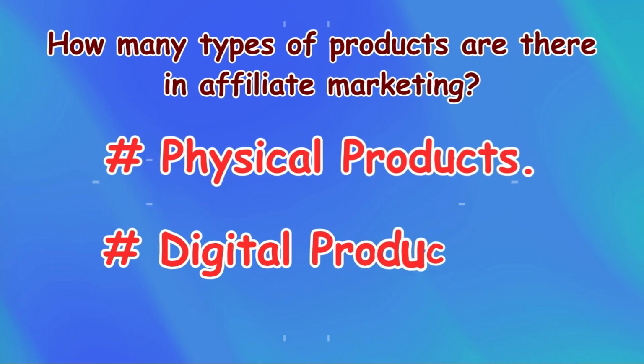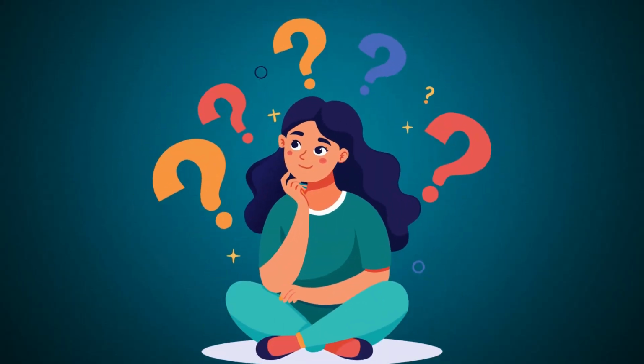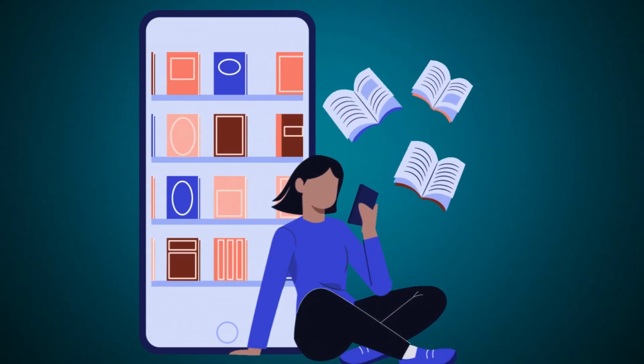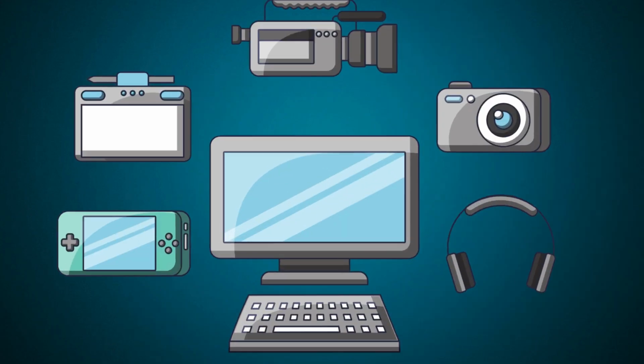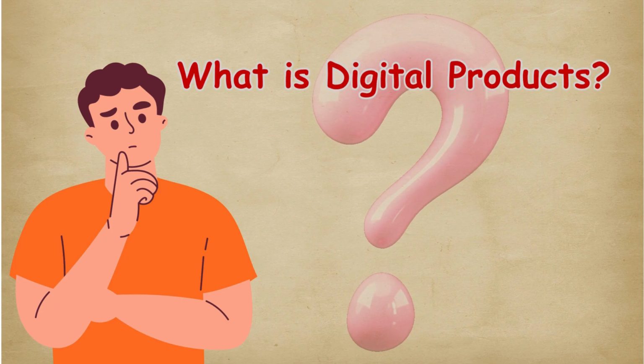Well, when you step into affiliate marketing, you will find thousands of products to promote. But to make it simple, we can divide them into two main categories: physical products and digital products. What is a physical product? Anything you can actually touch and hold in your hands. Think about the mobile phone in your hand or the laptop in front of you. These are physical products. Now, what are digital products?